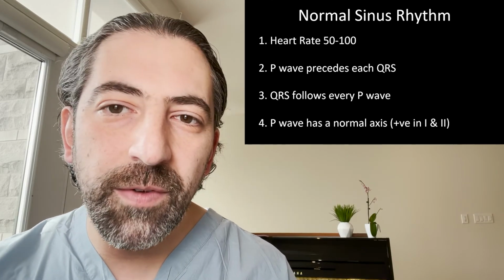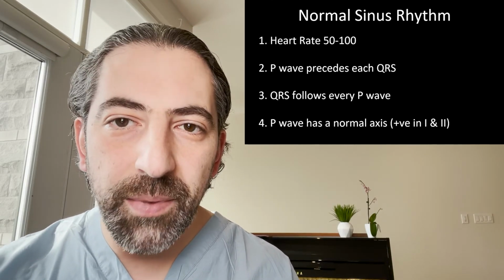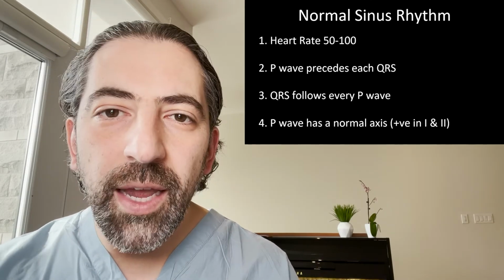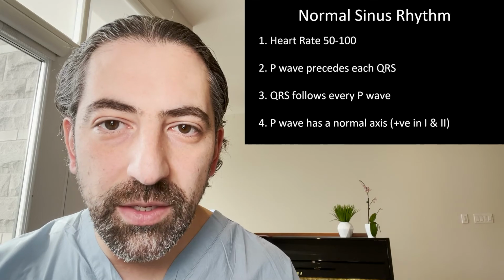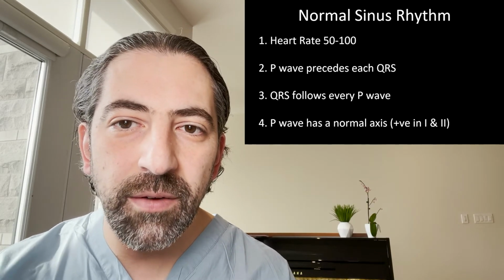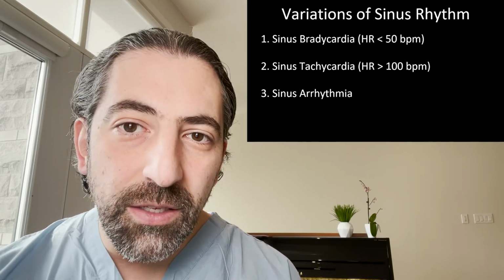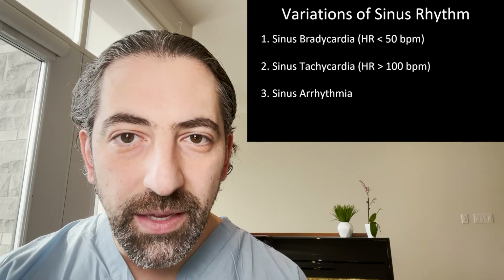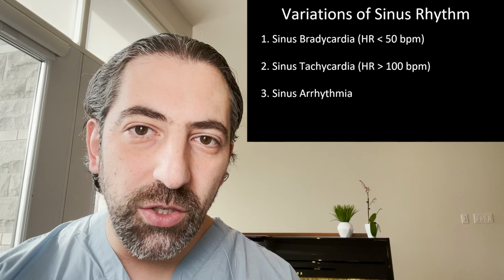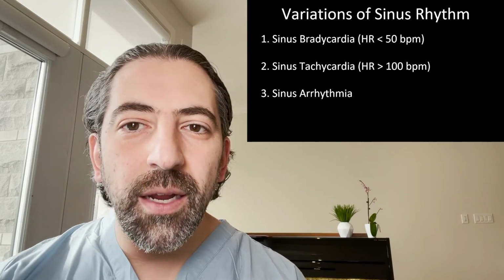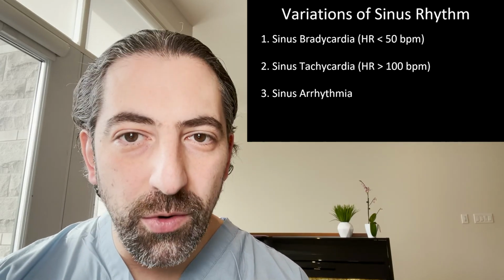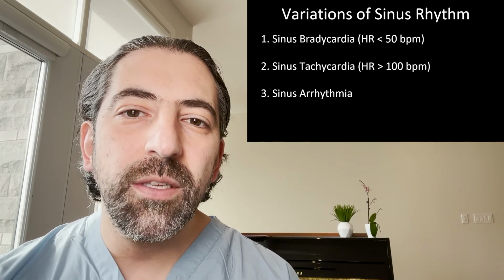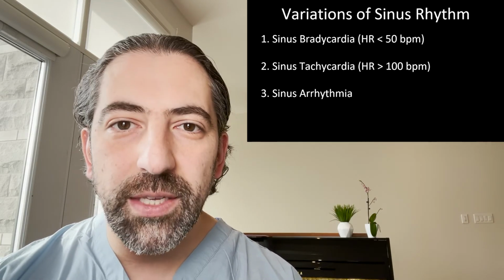So in summary, normal sinus rhythm is where atrial depolarization originates from the sinus node. The heart rate is between 50 and 100 beats per minute. There's a P wave preceding every QRS. There's a QRS following every P wave. And the P wave originates from the sinus node, so it has a normal axis, meaning positive in leads 1 and 2. Variants of sinus rhythm include sinus bradycardia, where the heart rate is less than 50, still originating from the sinus node. Sinus tachycardia, where the heart rate is more than 100, also originating from the sinus node. And sinus arrhythmia, where there are normal fluctuations of the heart rate depending on the respiratory cycle.